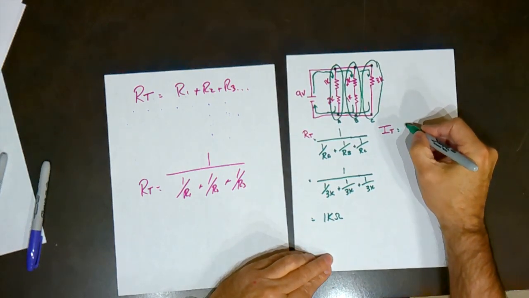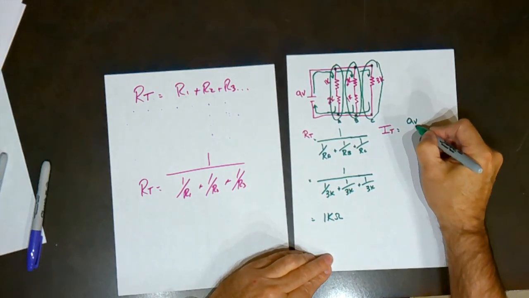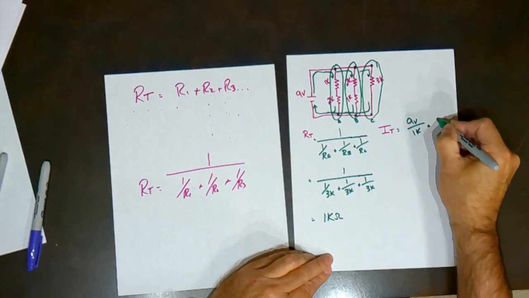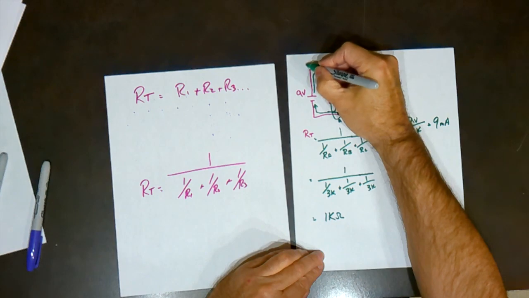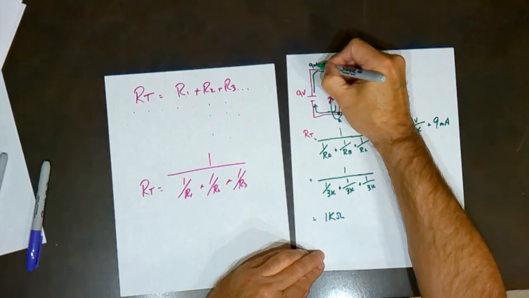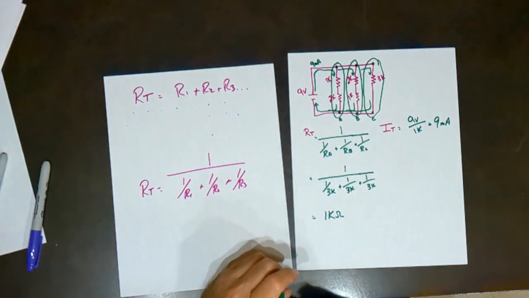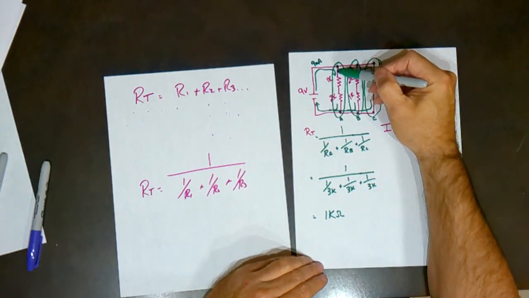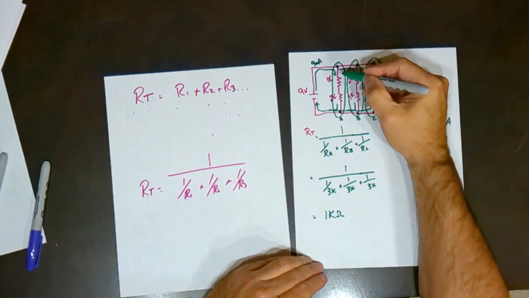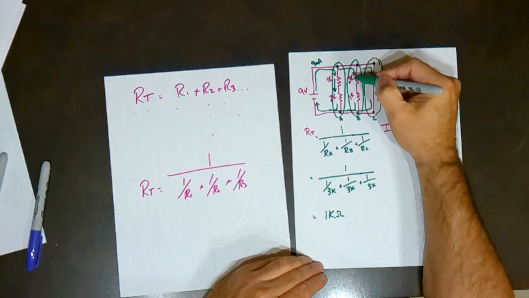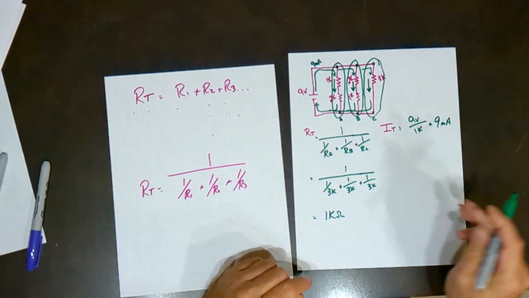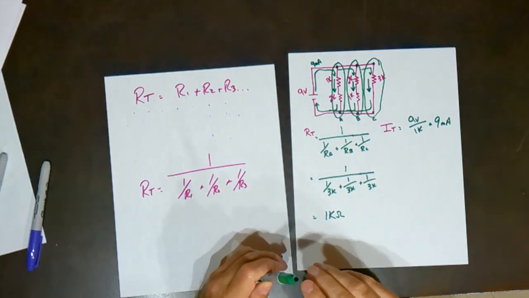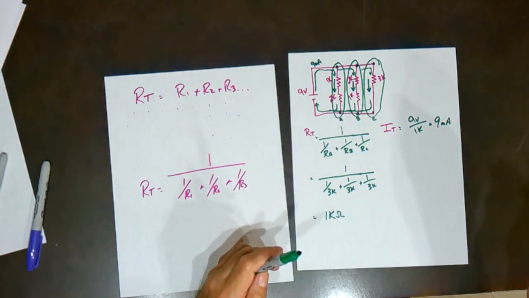Then we have Ohm's law that's going to tell us that 9 volts divided by 1K is going to give us 9 milliamps. So again, this current is going to be 9 milliamps. And it's going to split. And we can figure out how much goes down this branch, how much goes down this branch, and how much goes down this branch by using the current divider.